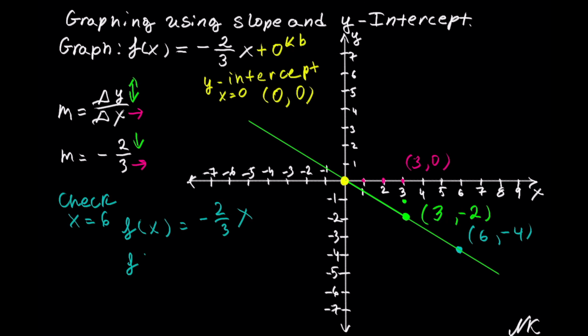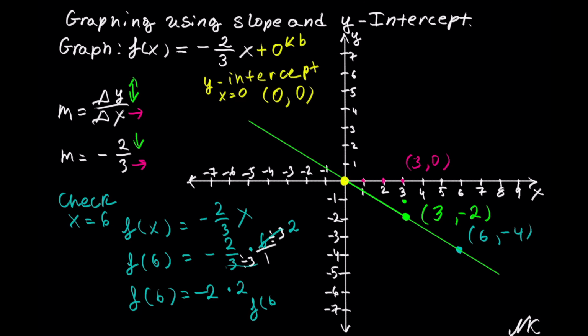So let's calculate f of 6. This gives us negative 2 out of 3 times 6 instead of x. 6 is out of 1. We can reduce the denominator by 3 and the numerator by 3. So 3 and 3 will cancel in the denominator. 3 goes into 6 2 times in the numerator. So f of 6 is equal to negative 2 times 2. So f of 6 is equal to negative 4.